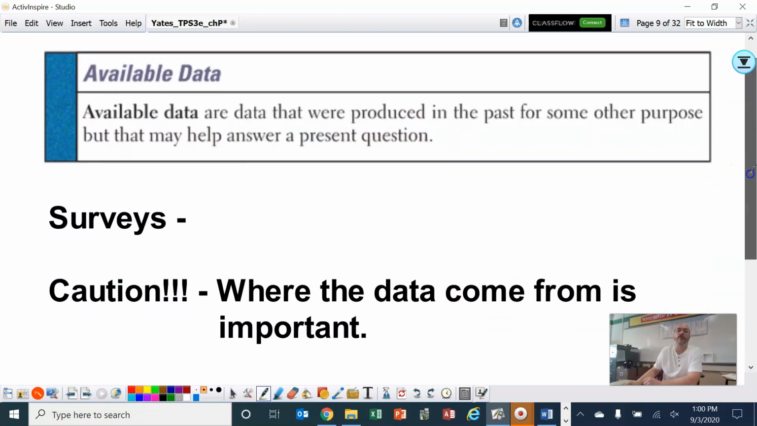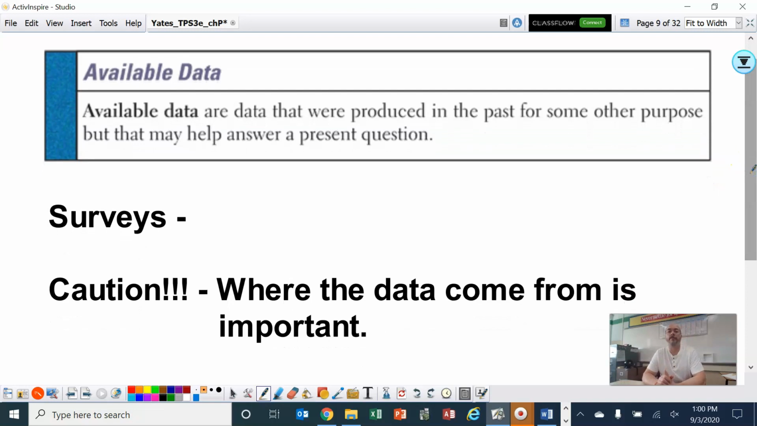All right, next, available data. What is available data? Data that were produced in the past for some other purpose, but that may help answer a present question. Well, right now, the United States is gathering all kinds of data. The census. Hopefully your family filled that out. All right, the census tells the government what programs we need, et cetera. That's why it's so important to fill out that census. Okay, so that census information will become available data. Okay, we could look at the last census data if we really wanted to. It's out there. And that's what this website is also showing.